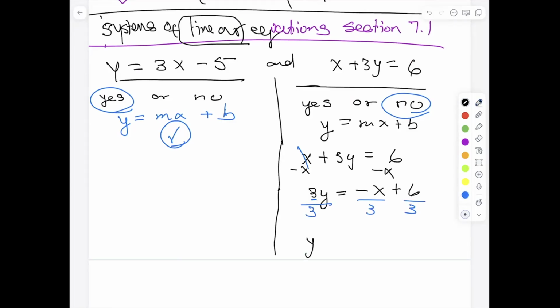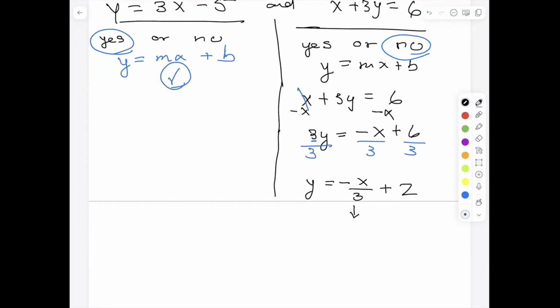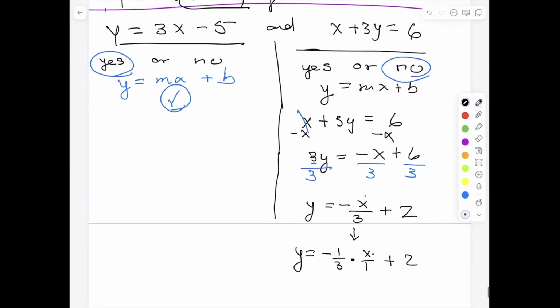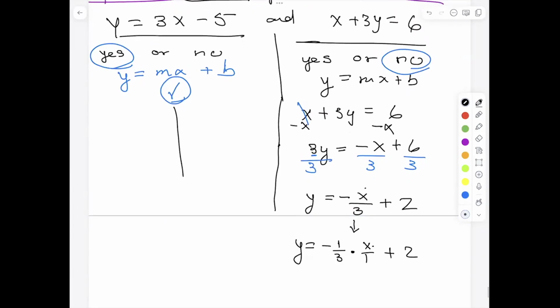So now I end up with y is equal to negative x over 3 plus, what's 6 divided by 3? 2. Good. Now this is the same thing as saying y is equal to negative 1 over 3 times x over 1, right? Because a negative 1 times x will give me negative x, and a 3 times 1 will give me 3, plus 2. So now it looks like a line. Now I have two lines. So I bring this down, and I have y is equal to 3x minus 5.